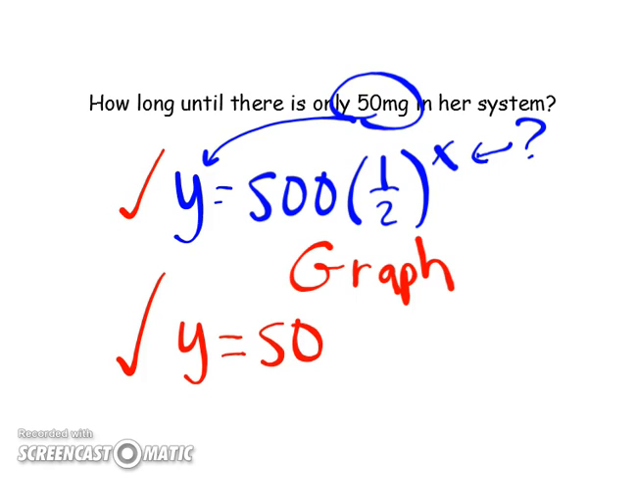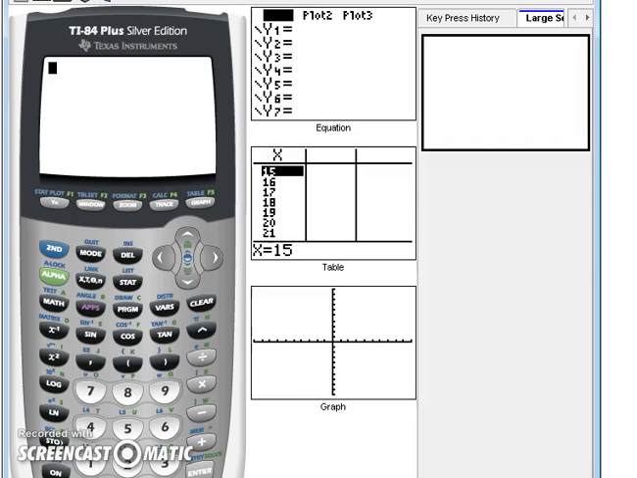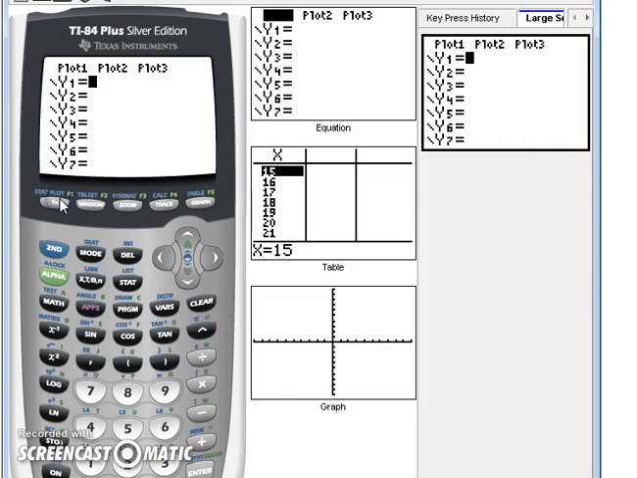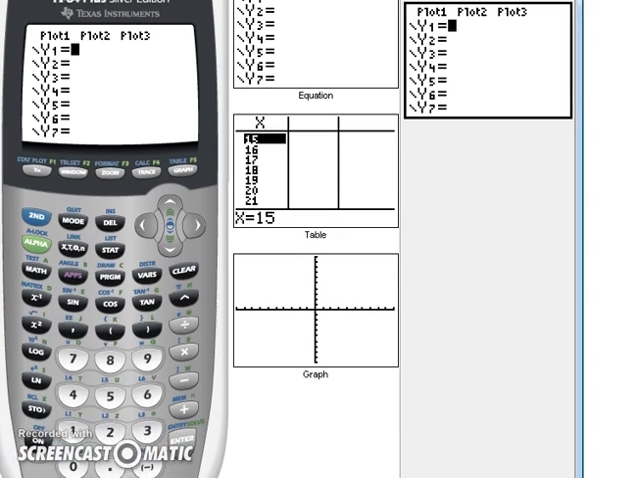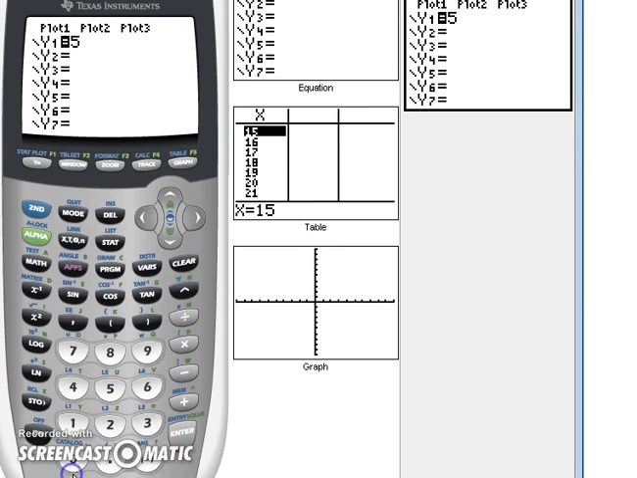We're going to have to play with the window and make sure it's a good-looking graph. So you'll grab your calculator, go into y equals, and plug in both equations. 500 times 0.5 to the x. And then because we want to know when the amount is down to 50, we're going to also graph y equals 50.